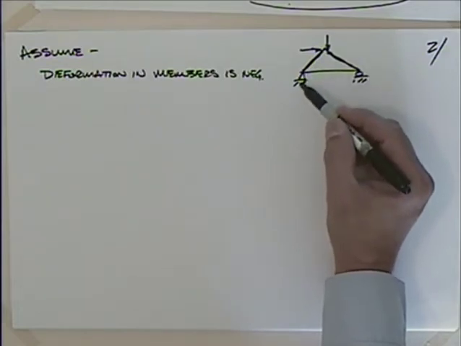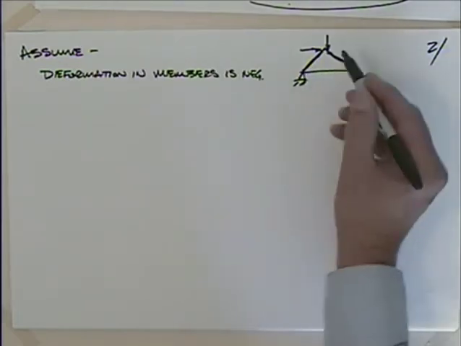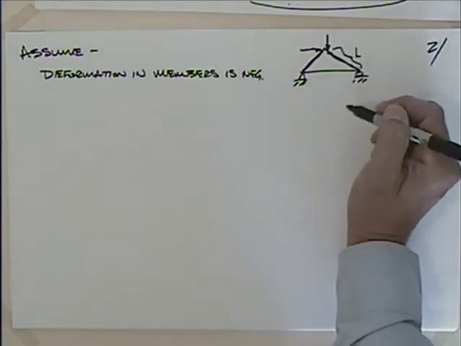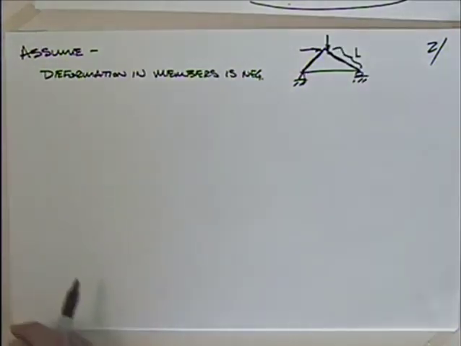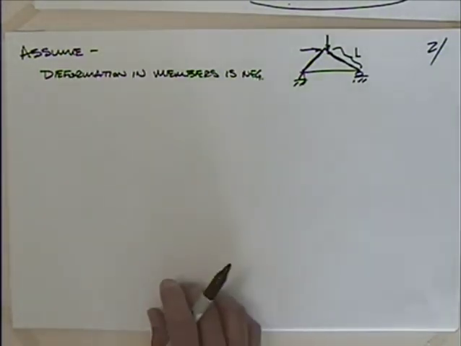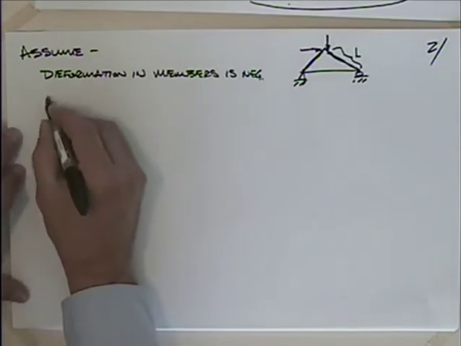For our purposes in here, we're thinking of everything as a rigid body, so we want to look at this distance, that length, being a constant. Okay, so that's important. Some other assumptions. All members are two-force members.